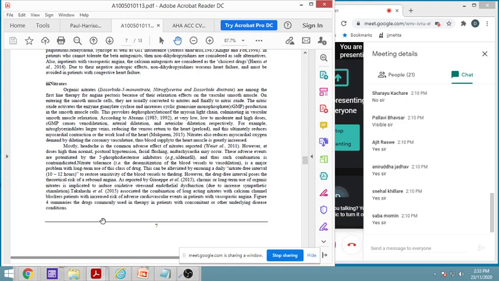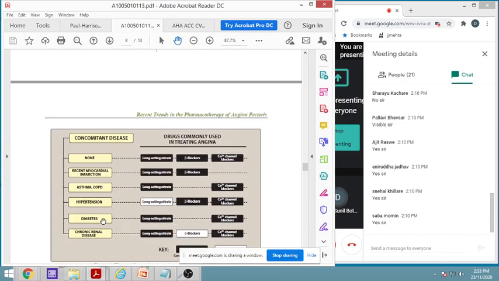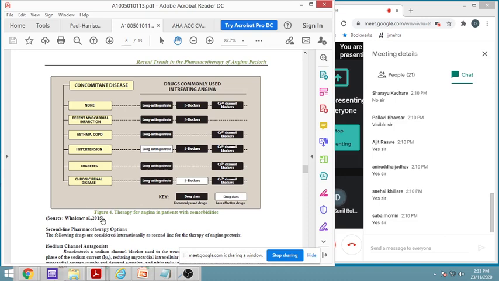Chronic or long-term use is implicated in inducing oxidative stress and endothelial dysfunction, and the combination of long-acting nitrates with calcium channel blockers is associated with increased risk of adverse drug reactions in patients with vasospastic angina. So these are various drugs and how we can use them.